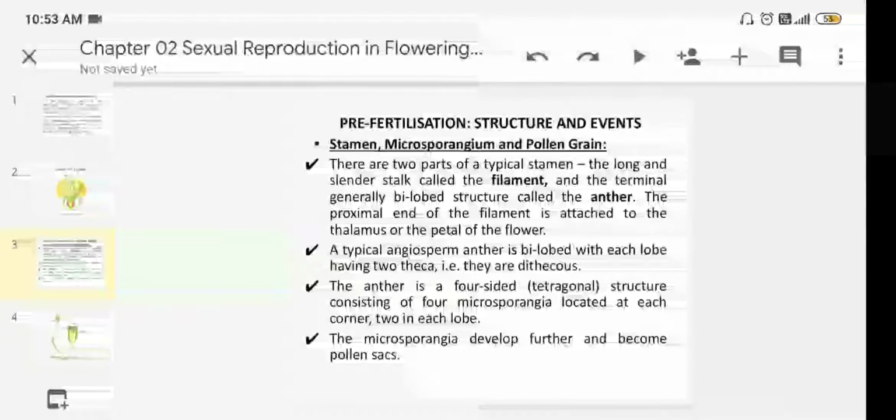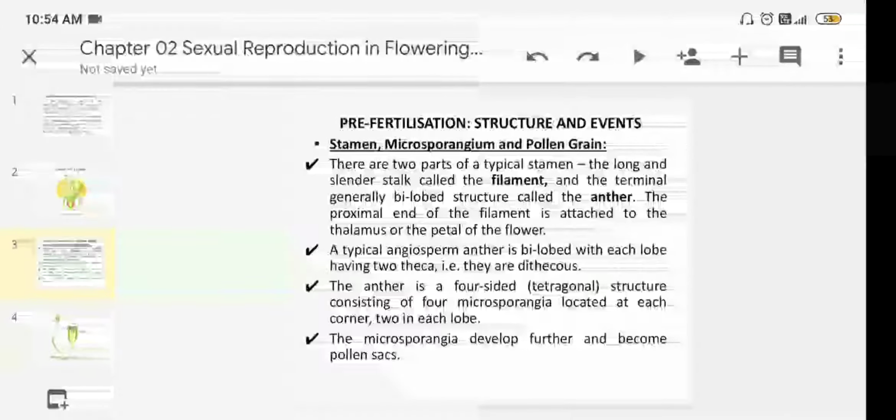The proximal end of the filament is attached to the thalamus or the petal of the flower. In some cases where it is epipetalous, the filament is attached to the petals, or perianth in some of the monocot families. A typical angiosperm anther is bilobed. That means it consists of two lobes, which is externally seen well, with each lobe having two theca, that is, they are dithecous.